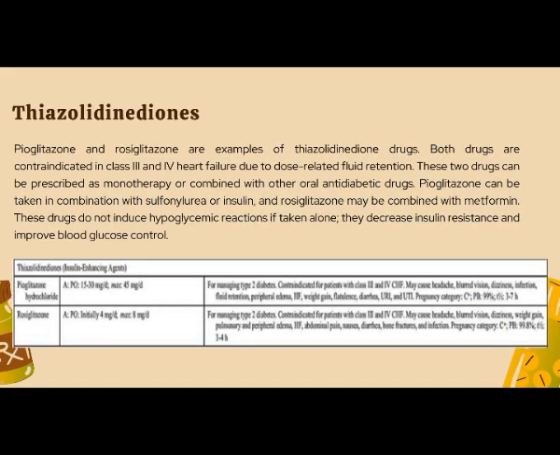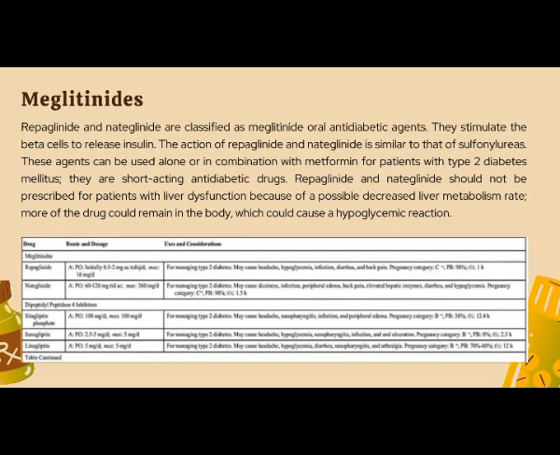Pioglitazone and rosiglitazone are examples of thiazolidinedione drugs. Both drugs are contraindicated in class 3 and 4 heart failure. Repaglinide and ateglinide are classified as meglitinide oral antidiabetic agents. They stimulate the beta cells to release insulin. The action of repaglinide and ateglinide is similar to that of sulfonylureas.